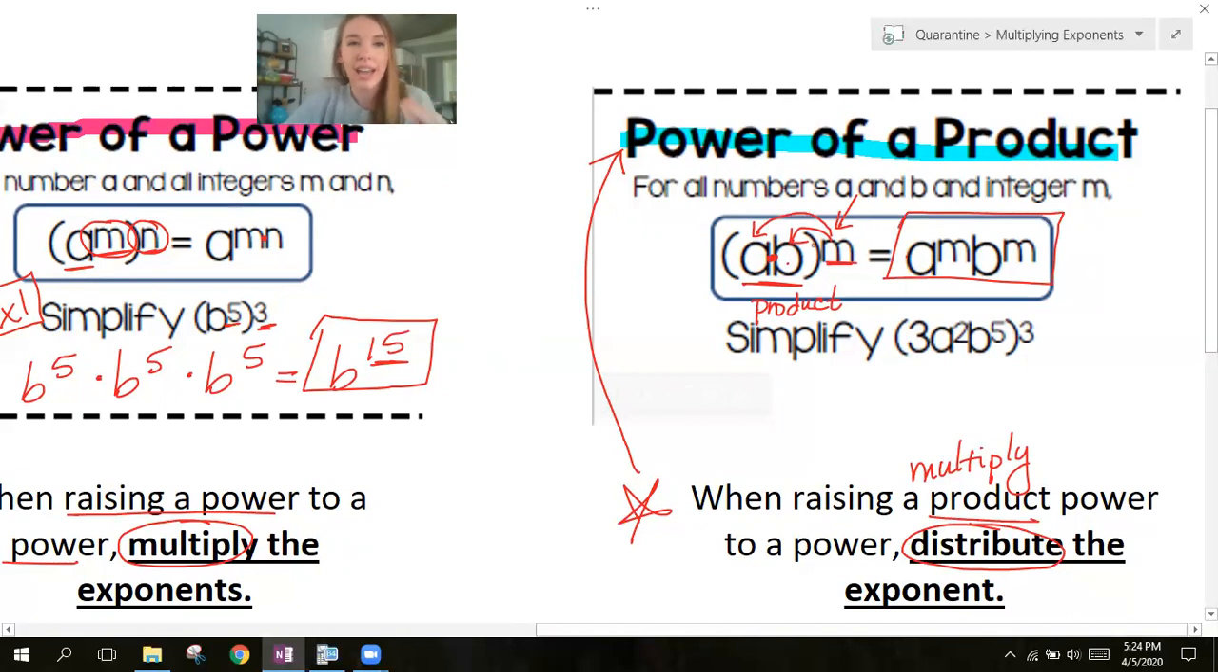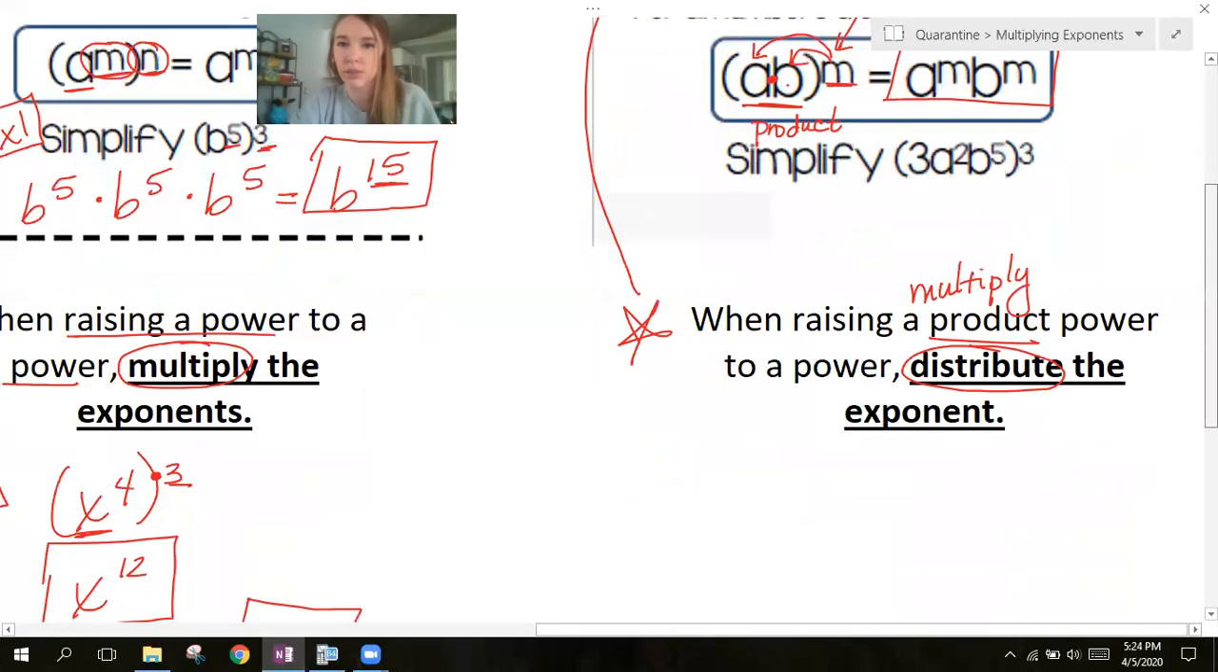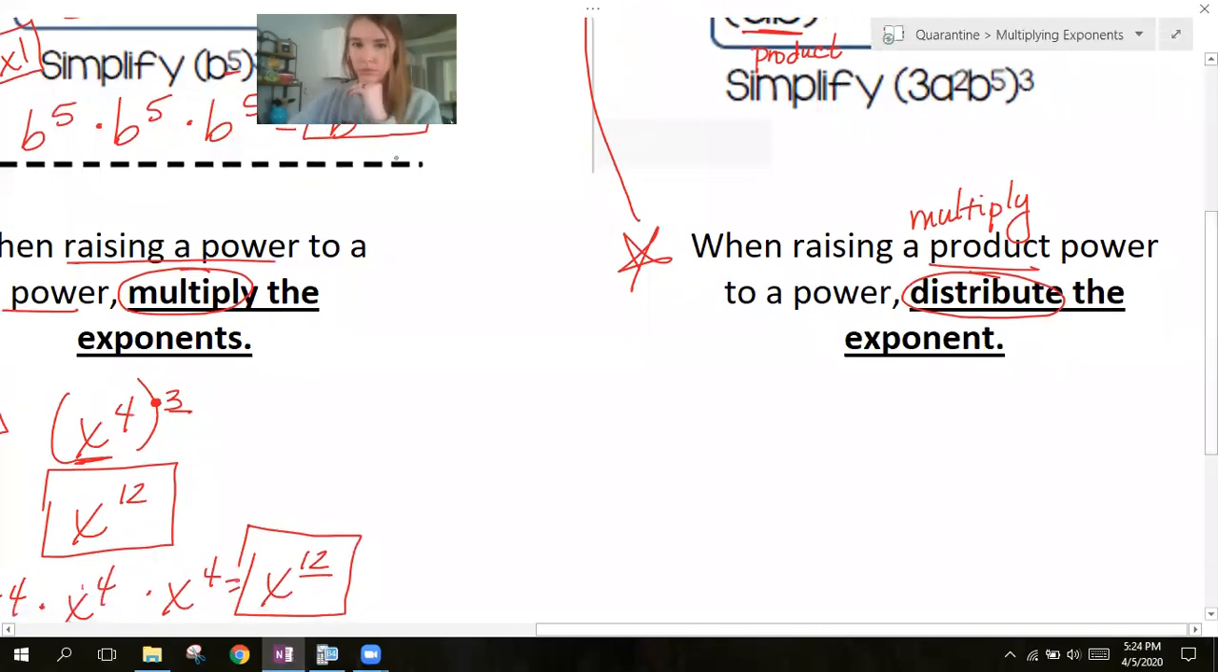All right, now let's look at an actual example with numbers in it, because I feel like that's always a little bit easier to understand. So let's look at the first example. So we'll call this example 1.